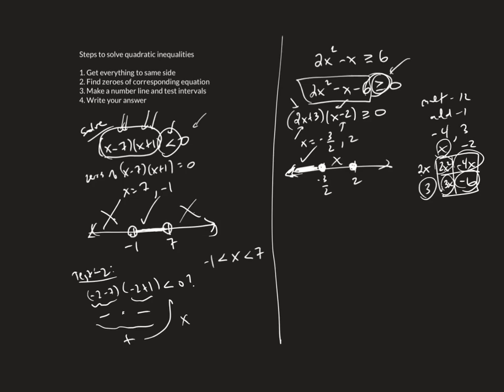And then a number bigger than 2, so say 3. That would make this positive. That would make this positive. So that does work because positive times a positive is greater than or equal to 0.